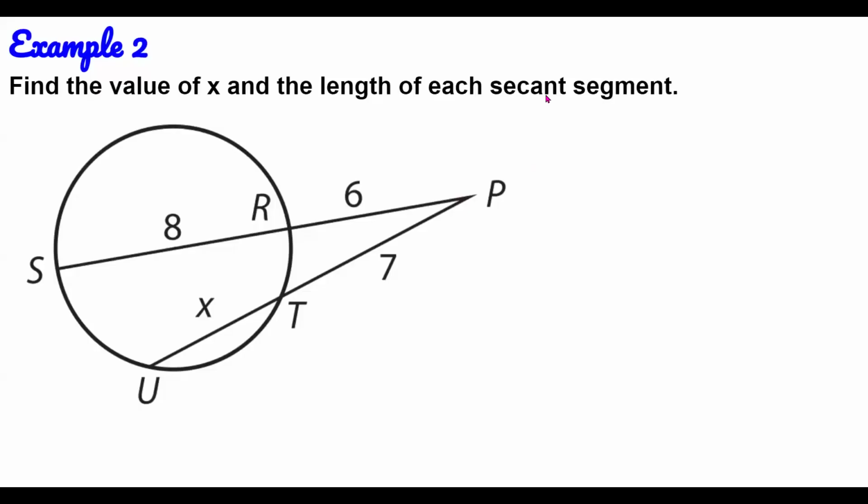So I'm going to multiply my entire segment, which is 6 plus 8. So it's the entire segment. 6 plus 8, let's write it out. And this is going to multiply by the external piece, which is 6. Okay, so we have 6 plus 8.